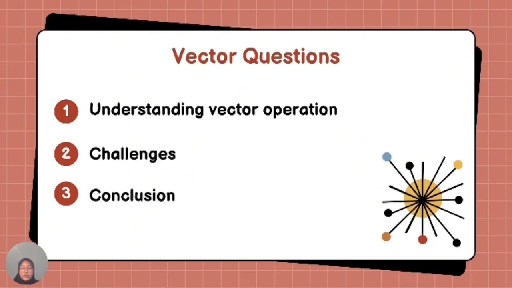And in conclusion, solving math questions may seem hard, but it takes some practice to be able to solve them. Like the saying goes, practice makes perfect. Thank you.